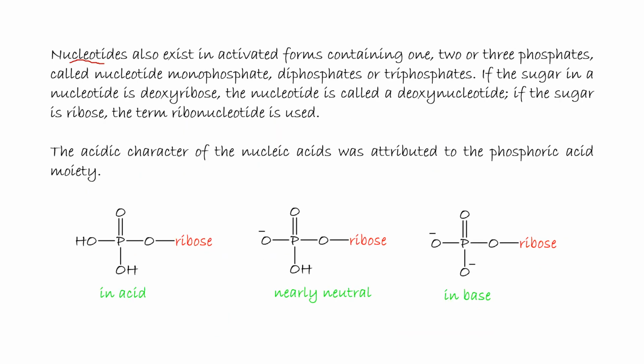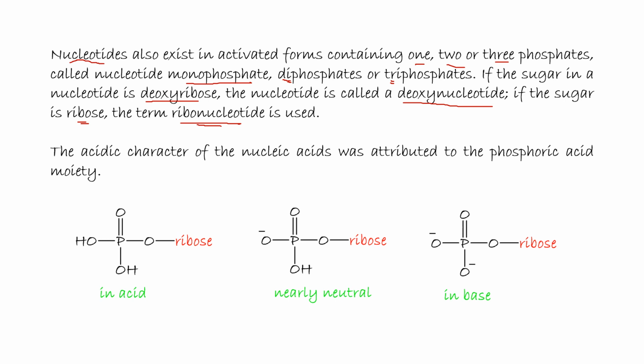Nucleotides also exist in activated forms containing 1, 2, or 3 phosphates, called nucleotide monophosphate, diphosphate, or triphosphates. If the sugar in the nucleotide is deoxyribose, the nucleotide is called deoxynucleotide. If the sugar is ribose, the term ribonucleotide is used.